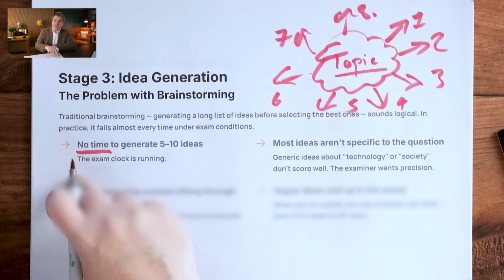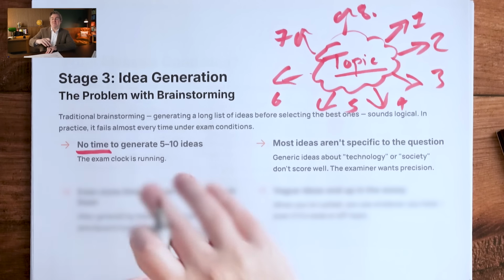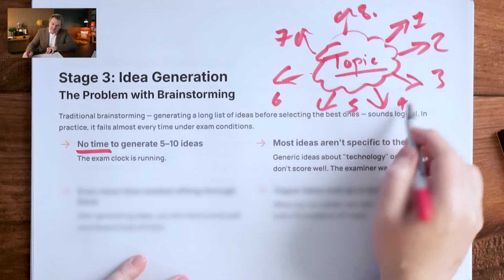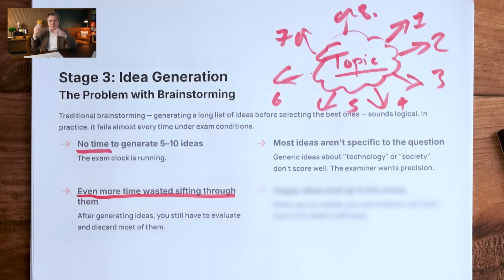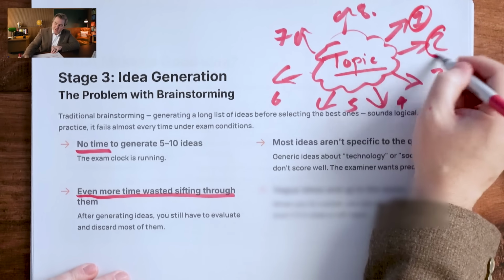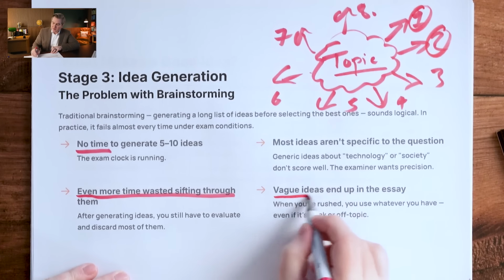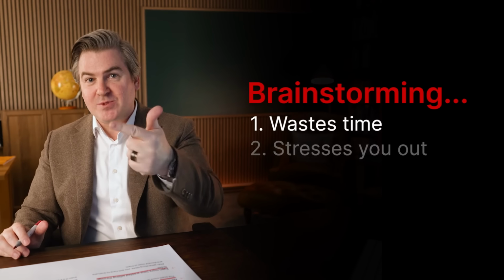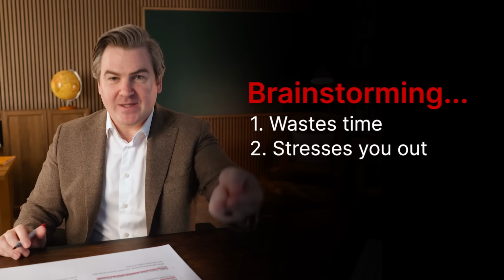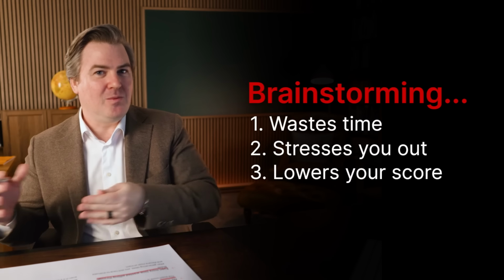So not only does it waste time, but it wastes time even more because if you look at the ideas that you actually produce, most of them will be irrelevant. So it wastes even more time as you sift through these ideas and think about which ones would actually work for my essay. And then because you're running out of time, you pick some of these ideas that are quite vague or they might be irrelevant and these end up in your essay. So you waste time to become stressed out to produce something that will lower your score, not improve your score.